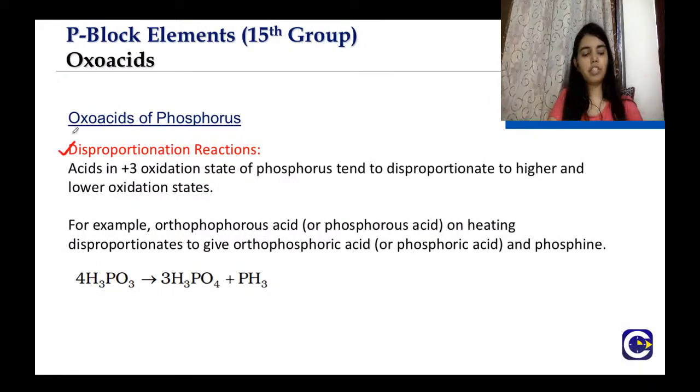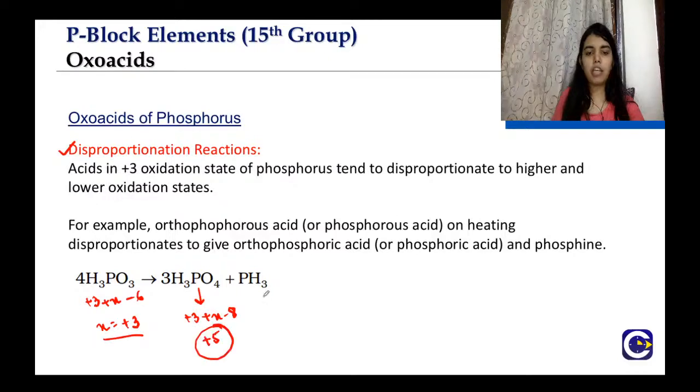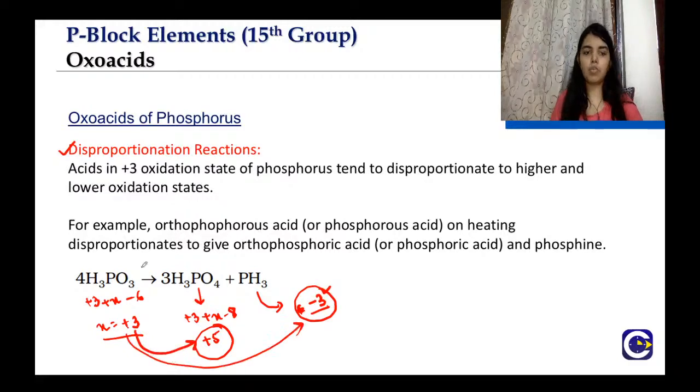Disproportionation reaction. What is disproportionation? That the same species is getting oxidized and the same species is getting reduced, right. So acids which are in +3 oxidation state of phosphorus tend to disproportionate to higher and lower oxidation state. If you see here, let us say +3 plus X minus 6, that means the oxidation state of phosphorus will come out to be +3. Now here if you see +3 plus X minus 8, here the oxidation state of phosphorus is +5. Here the oxidation state of phosphorus is basically -3. Right. So can you see here that +3 to +5 it is getting oxidized, and +3 to -3 it is getting reduced. So H3PO3 basically disproportionates to H3PO4 plus phosphine.